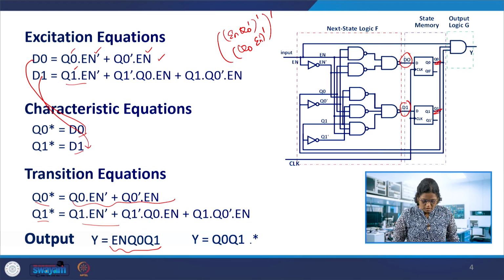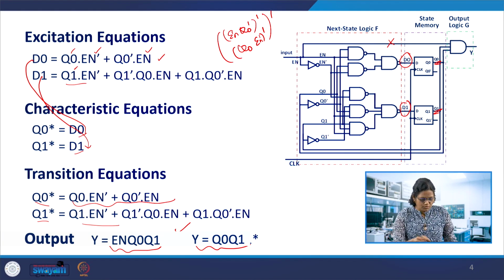Whereas suppose this enable input is not available, suppose this line is not there, then the output would be Y equal to Q0 star and Q1 star only. So, that makes the difference here. In the case of Mealy machine, we have the enable, whereas in case of Moore machine, only the current states decide the output. In case of Mealy machine, the current state and the input decide the output. So, this is the output equation for the Mealy and Moore.